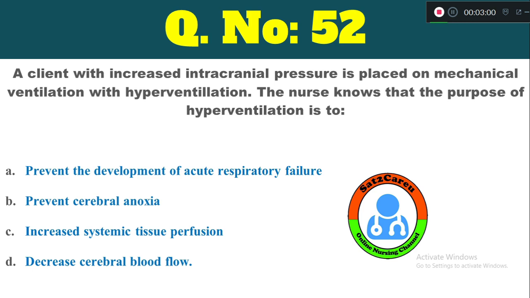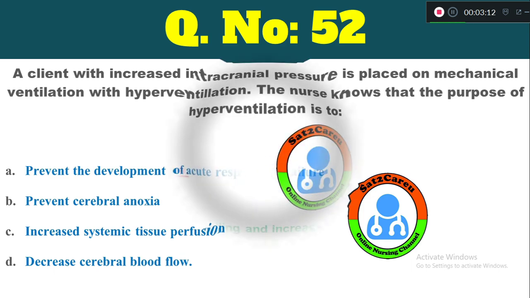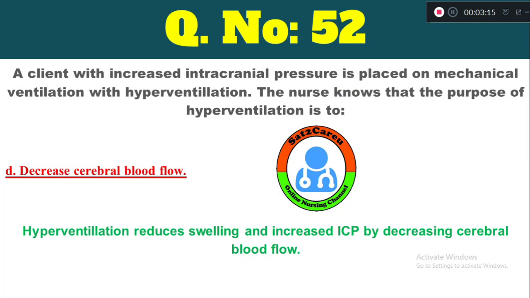So when a client with increased ICP is placed on a mechanical ventilator with hyperventilation, the nurse should know the purpose of the hyperventilation. The right answer here is option D, to decrease the cerebral blood flow. Hyperventilation reduces swelling and the intracranial pressure by decreasing the cerebral blood flow. It will decrease the intracranial pressure. It will not increase the intracranial pressure, it will decrease it.